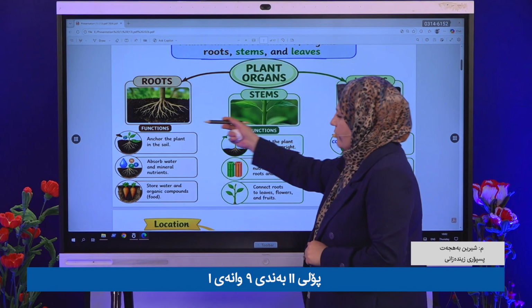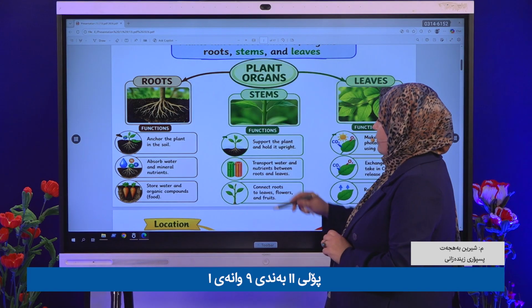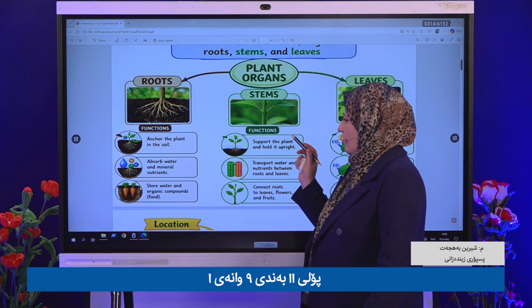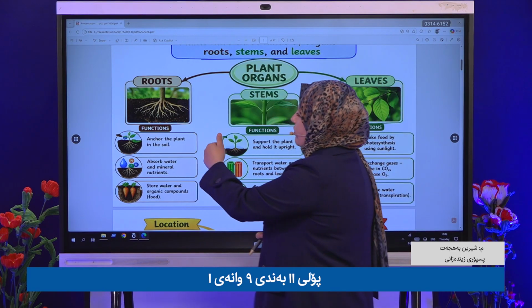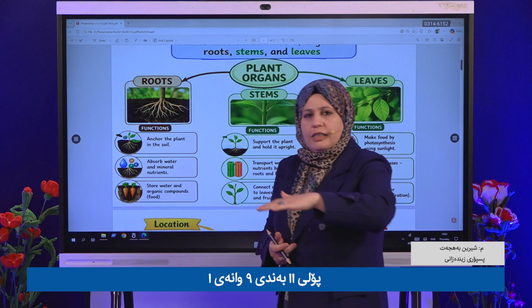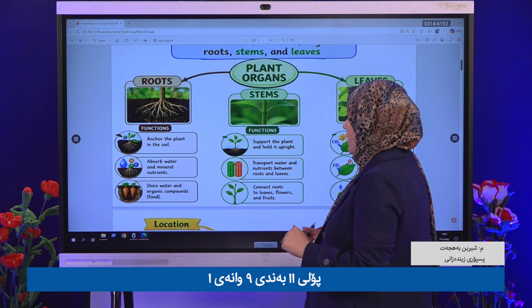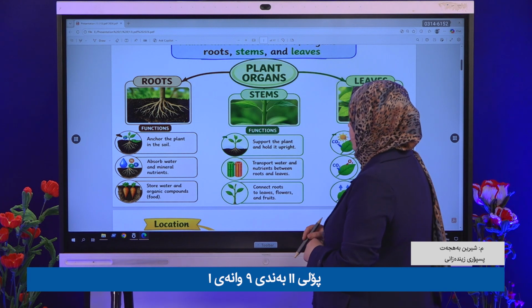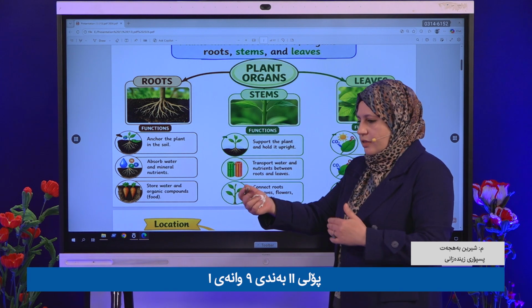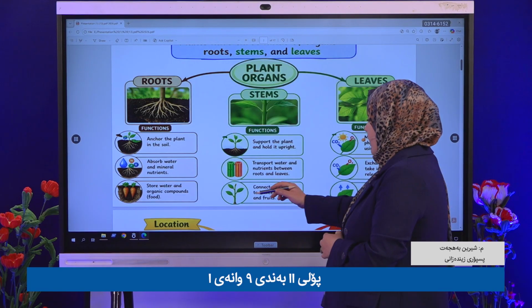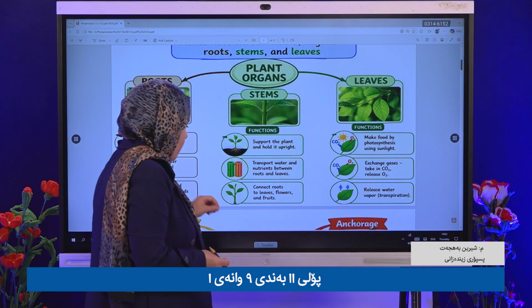I'm going to explain in some detail. So stem. What is the function of the stem? The stem supports the plant and holds it upright. I forgot to talk about the location of roots. The location is under the ground. But the stem is upright above the ground, and it transports water and nutrients between roots and leaves. It connects the roots and leaves to the flowers and the fruits.